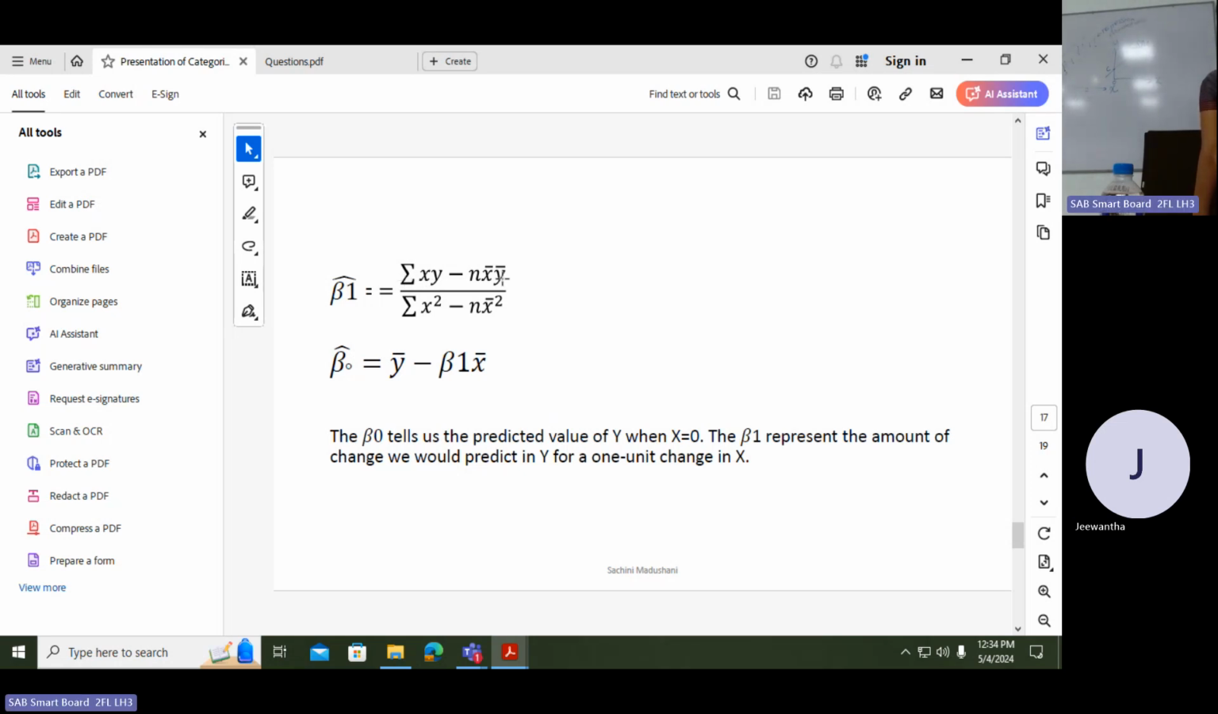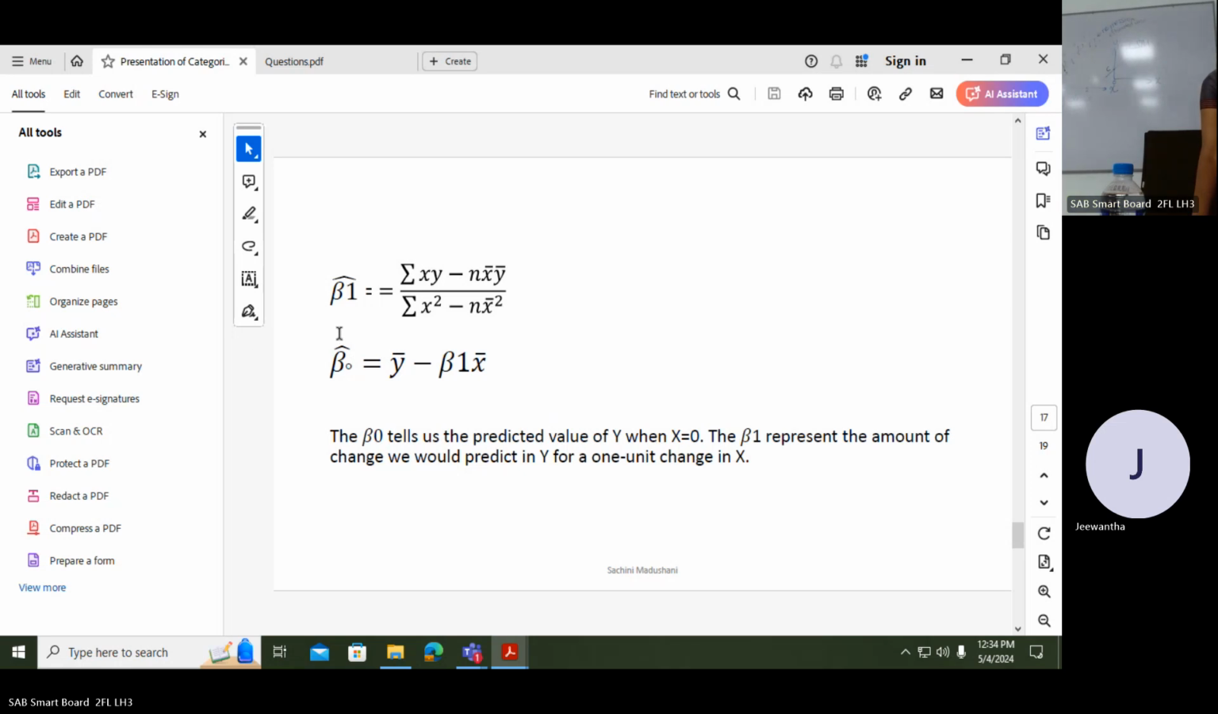X bar means the mean value of x. Y bar means the mean value of y. n means how many observations there are. Then divided by sigma x squared minus n x bar squared. Sigma means the total. We take the square of each x, then add them together, then subtract n x bar squared.